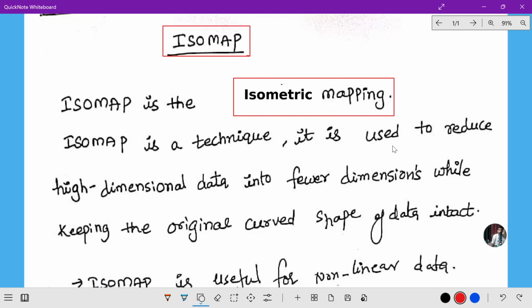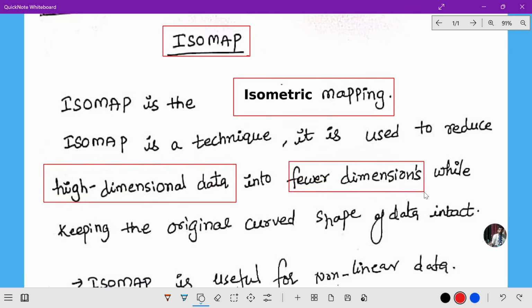Isomap is a technique used to reduce high dimensional data into fewer dimensions while keeping the original curved shape of the data intact. So what is the meaning of Isomap? It is used to reduce the high dimensional data into fewer dimensions. The large data is reduced into smaller data while keeping the original curve. So this is called Isomap.